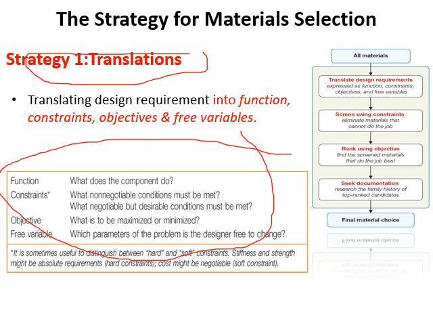So over here, the function of the lower arm is to prevent the suspension member from twisting. In this case, that is the function.